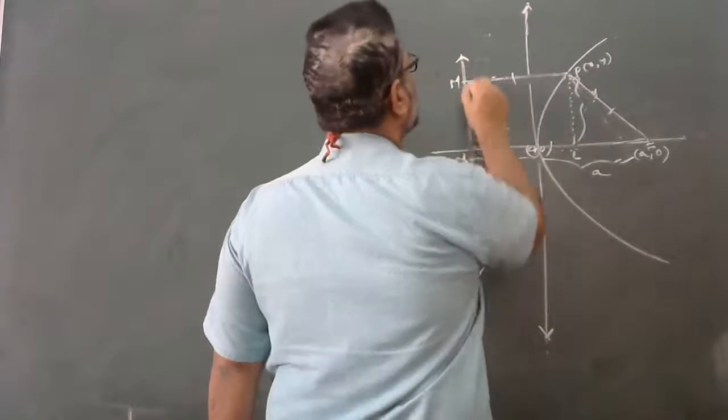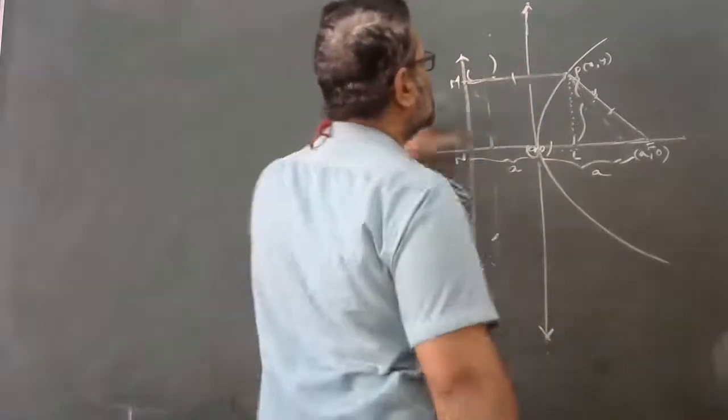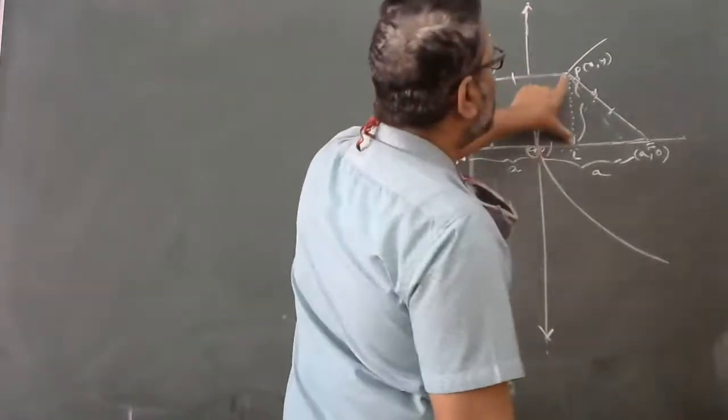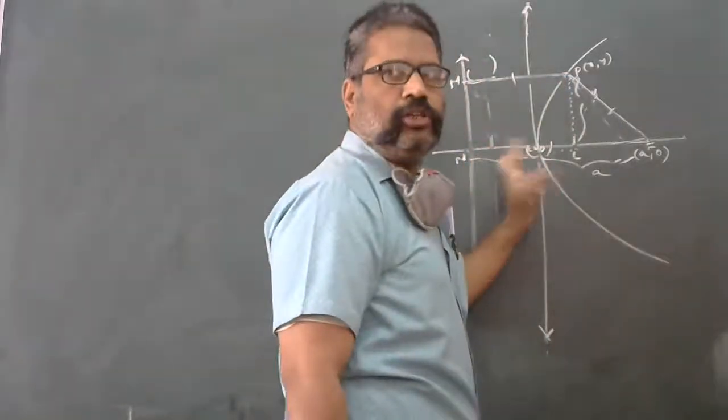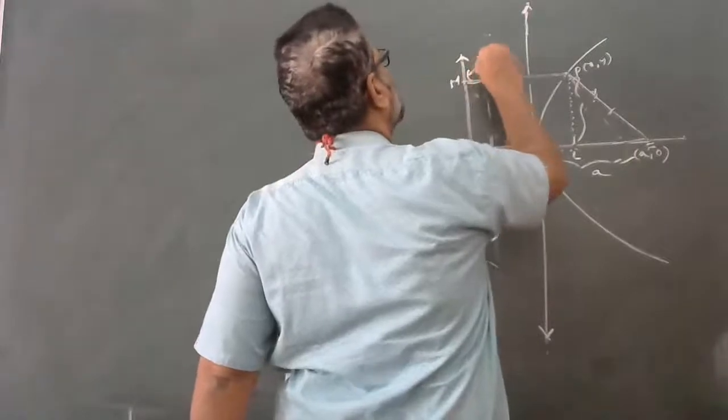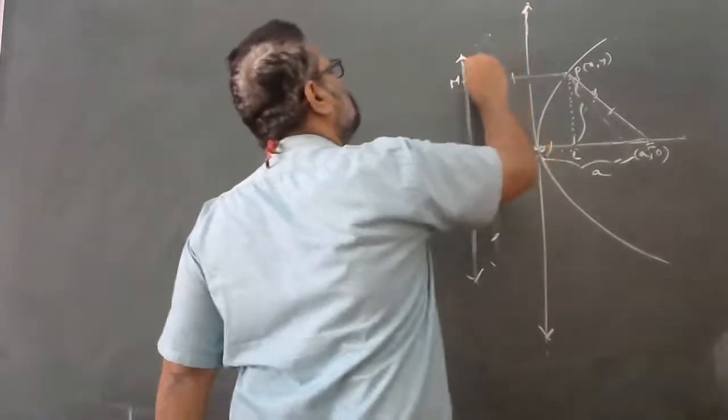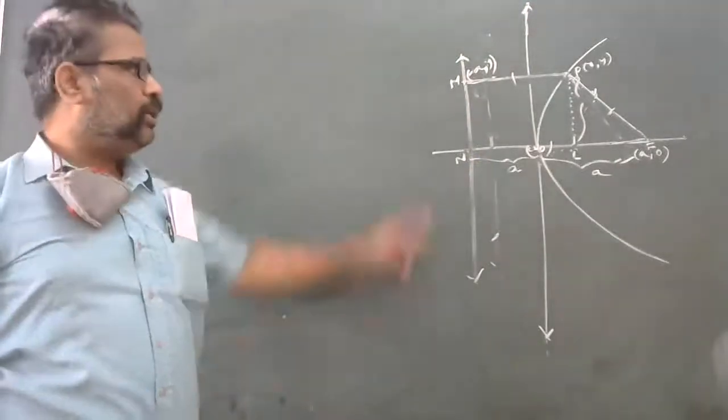And what about this point? Tell me, M point. This is Y. Y coordinate is Y only, na? And X coordinate is minus A only, na? The 0 to left side. So what about this value? Minus A comma Y. Understood, na? Are you clear? M coordinate is minus A comma Y.